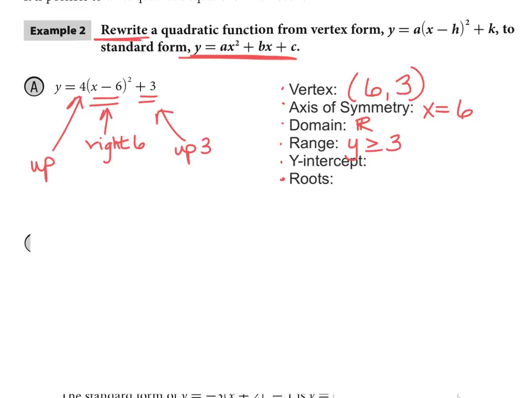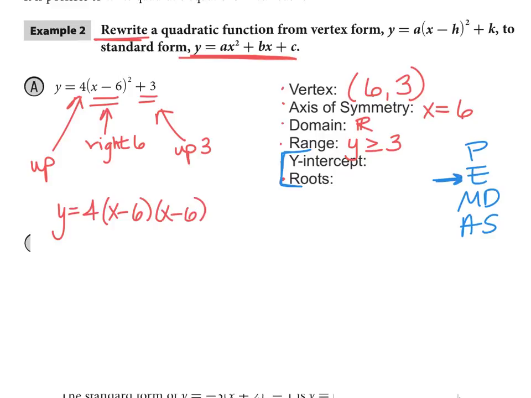The parts that I can't see so far are my y-intercept and my roots. So we want to talk about how to rewrite this. And the first thing that you may see, if you think about order of operations, right? I've got please excuse my dear Aunt Sally, or PEMDAS. I have to do the exponents before I can do any multiplication or distributive property. So the first thing I'm going to do is 4 times (x minus 6)(x minus 6) plus 3. Notice that I'm writing that out twice because of the exponent squared. It's important that you know that.